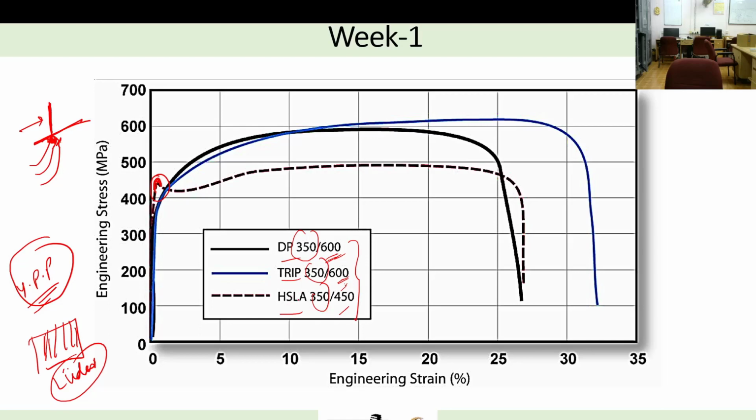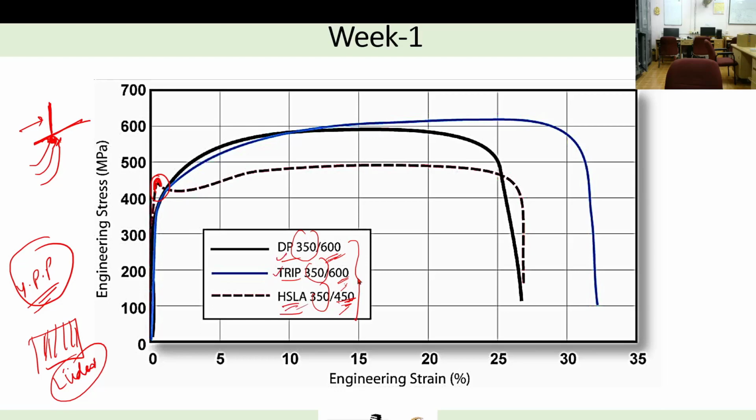So HSLA steel has that disadvantage. Also, that strength, if you are seeing here, is 450 only compared to 600. At the same time, DP and TRIP do not show any yield point anomaly or yield point phenomenon. So they are much better compared to HSLA.